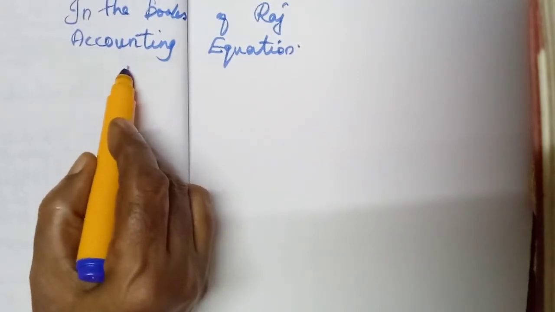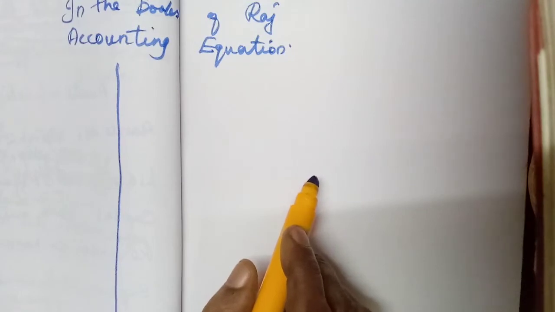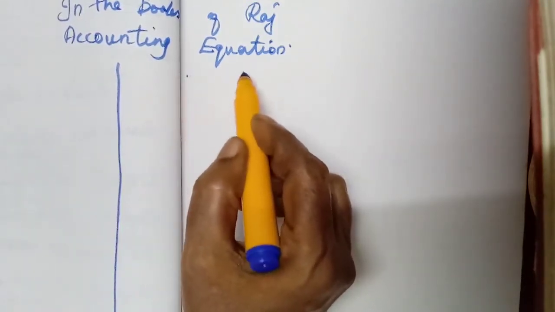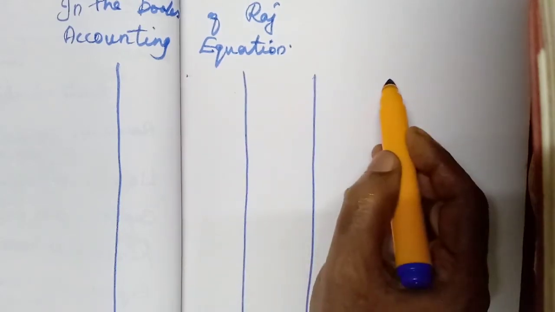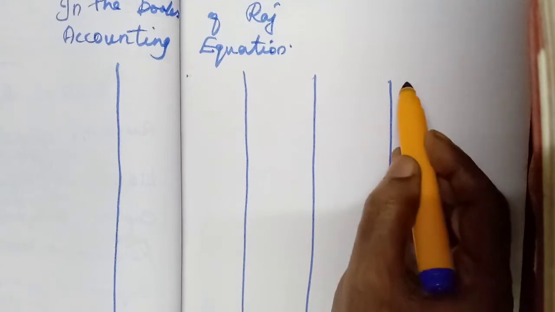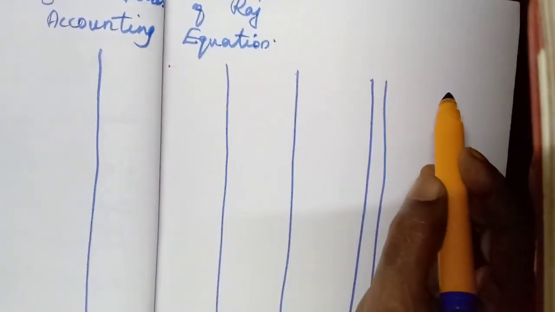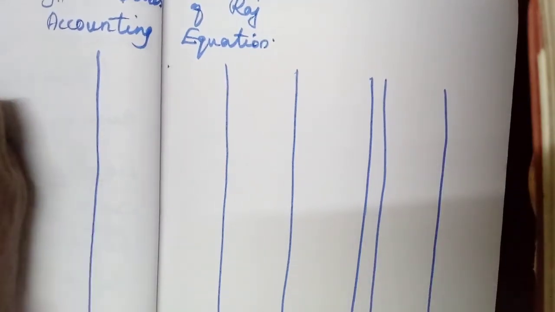Okay, particulars, then 1 column. So here assets 4 columns, 1, then 2, 3, 4, then 1 small column for the equal sign, then 2 columns, capital and creditors.